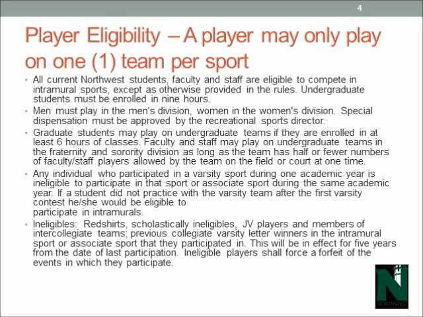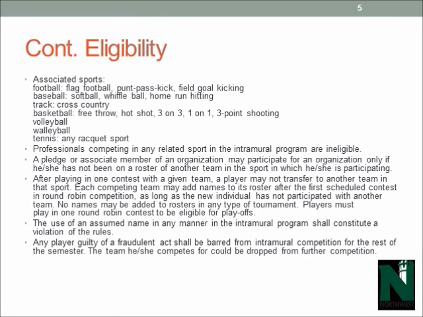Anybody who participated in softball or baseball during this past academic year is ineligible to participate in that. If anybody's with the varsity team as of this viewing, they would also not be eligible to play. A pledge or an associate member of an organization may participate if they have not been on the roster of another team. Basically, once you play on one team, you cannot go and play on another team. And fraternity members, you can only play on one fraternity team. You cannot play on your team 1 and then play on team 2. Same with sorority, of course.